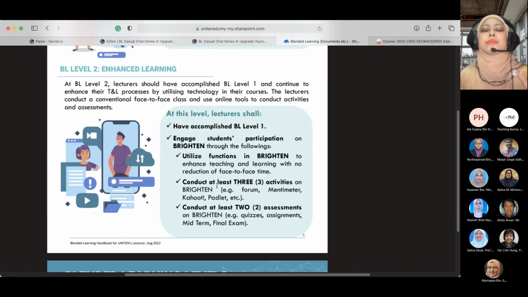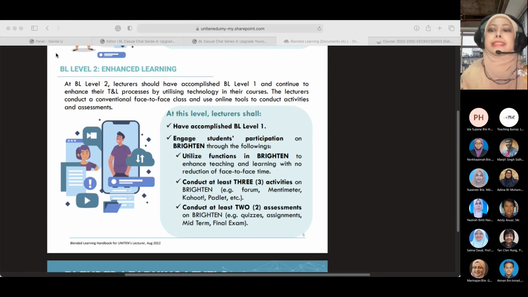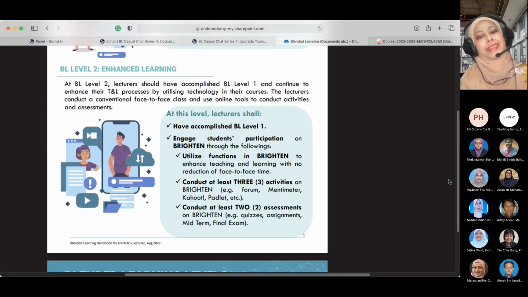In order for you to get to blended learning level 2, you have to at least try to fulfill all this. All right. So this handbook will be given to you. Actually, I'm going to provide you with these general slides later. So far, so good. It's supposed to be interactive. Everyone's okay? Let me see.